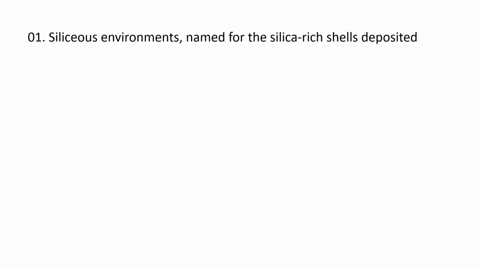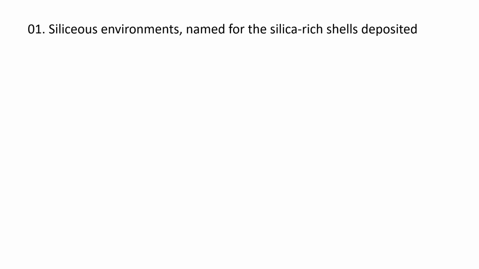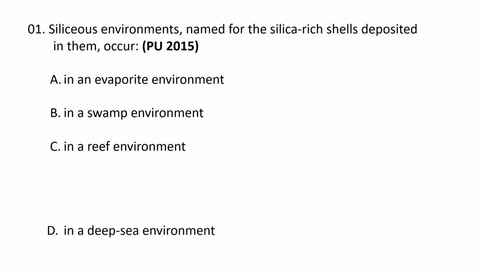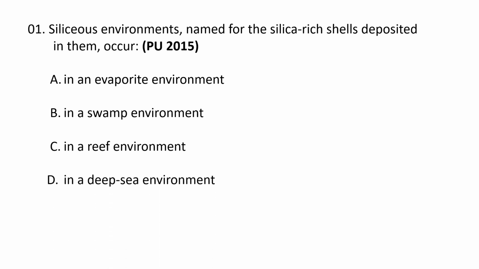Siliceous environments, named for the silica-rich shells deposited in them, occur as A. In an evaporite environment, B. In a swamp environment, C. In a reef environment, and D. In a deep sea environment. So the correct answer is in a deep sea environment. Siliceous environments, characterized by silica-rich shells, are primarily found in deep sea environments. D is the correct answer.